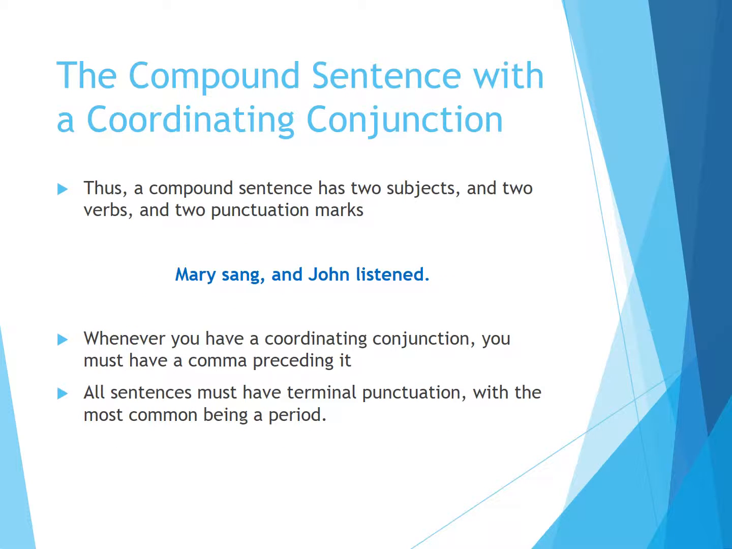The compound sentence with a coordinating conjunction will have 2 subjects, 2 verbs, and 2 punctuation marks. Mary sang and John listened. Whenever you have a coordinating conjunction, you must have a comma preceding it. All sentences must have terminal punctuation, with the most common being a period.